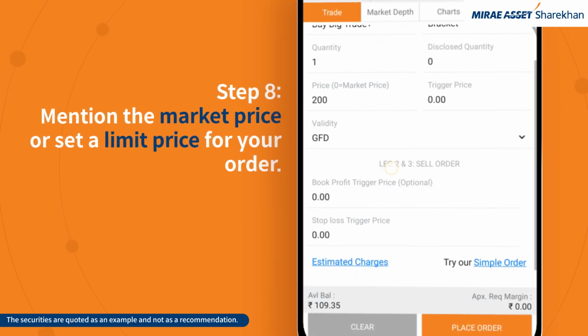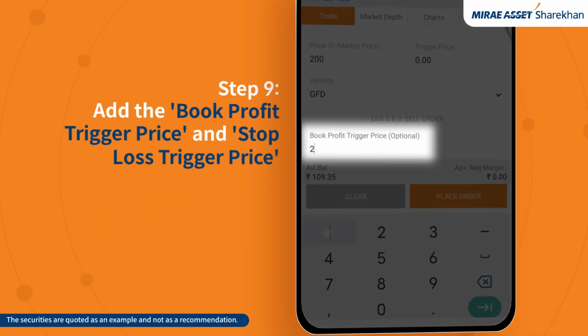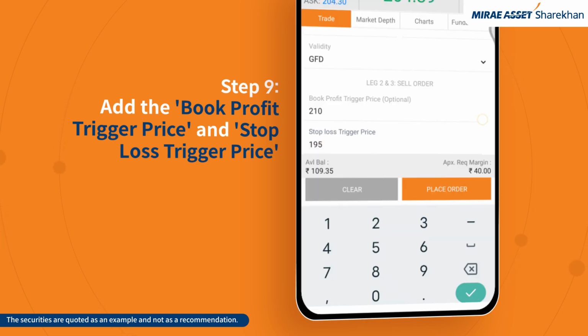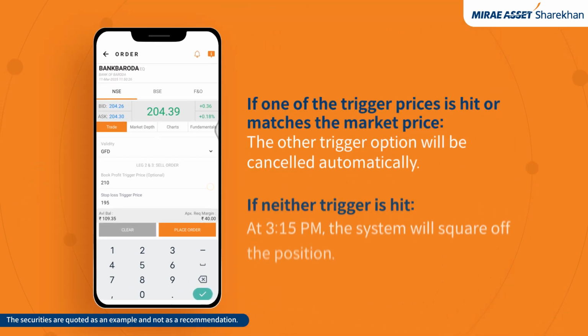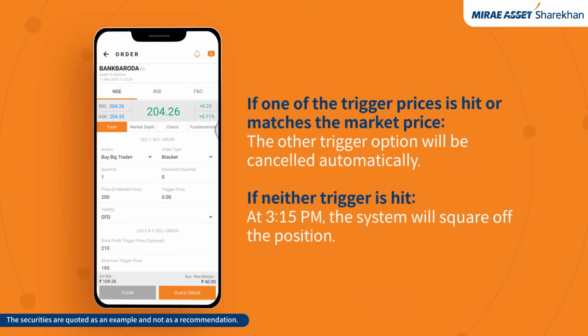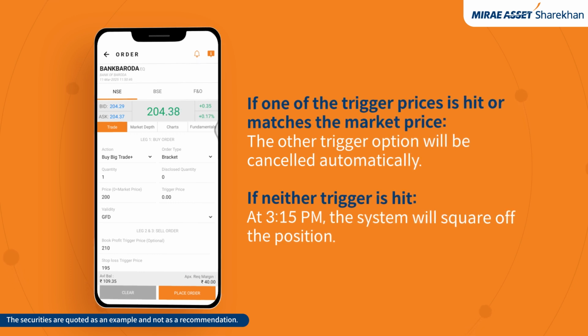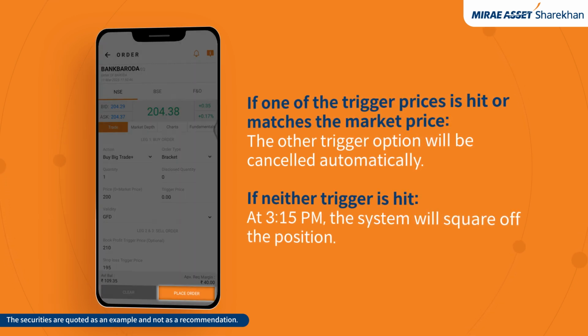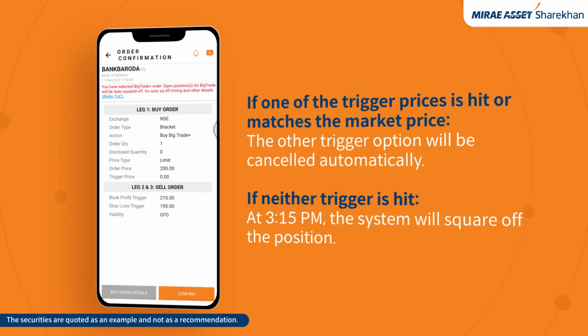Add the book profit trigger price based on your expected profit and set the stop loss trigger price to limit your downside. Remember, if one of the trigger prices is hit or matches the market price, the other trigger option will be cancelled automatically. If neither is triggered, at 3:15 PM, the system will square off the position. Finally, confirm your order.